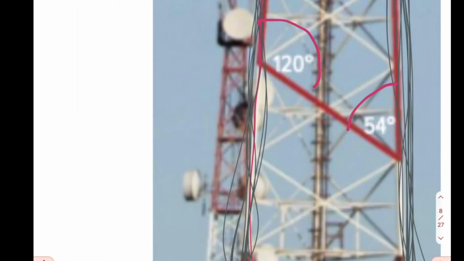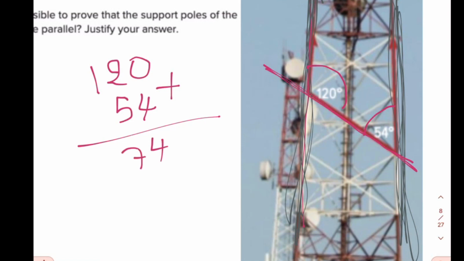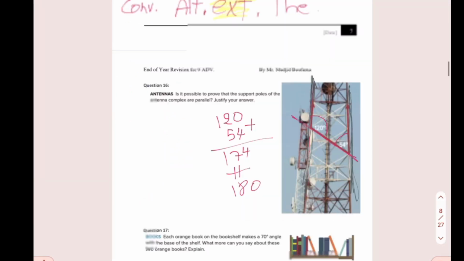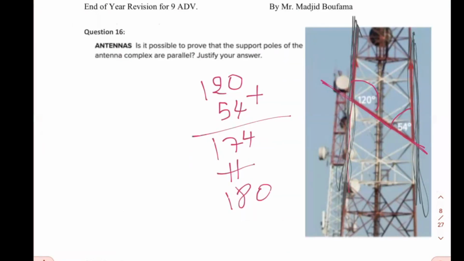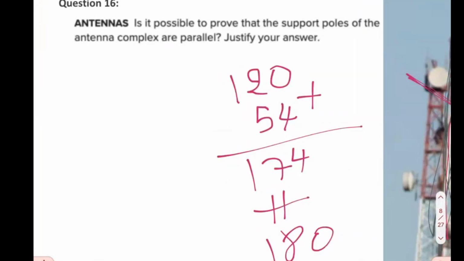These two angles are consecutive. This is a transversal. Can you see? So add them and see. If they are 180, then we can prove it. Consecutive angles, when the lines are parallel, should add up to 180. They are supplementary. So here you get 4, 7, 174. This is not 180. That means we can prove they're not parallel. Is it possible to prove that the support lines are parallel? You say they are not.